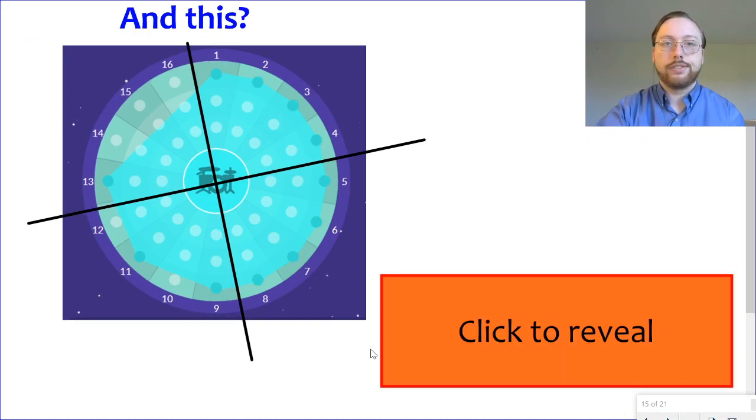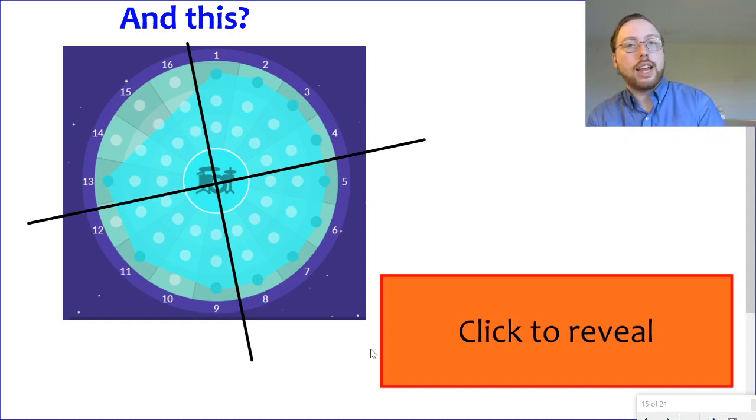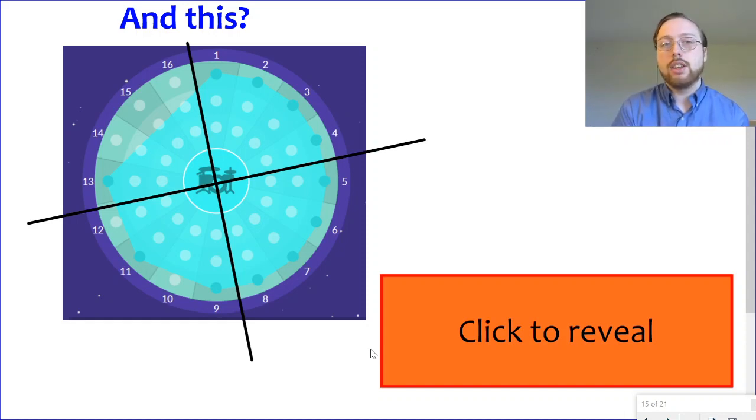Let's do another. So, think about this one now. How many sounds are in each beat? I'll give you about 10 seconds to figure it out.